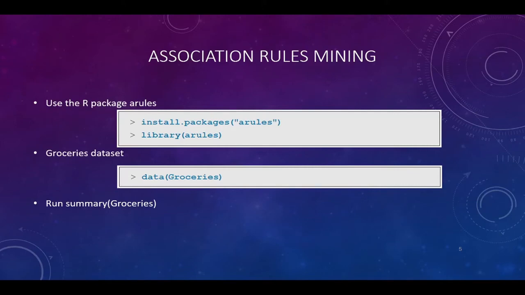New library alert. We need to install and activate a new library called A-Rules. And from that, we can actually start with a built-in data set called groceries. So the first thing we're going to do is we're going to create that data set using groceries. Okay, so now let's run a summary of that and let's see what's in there.